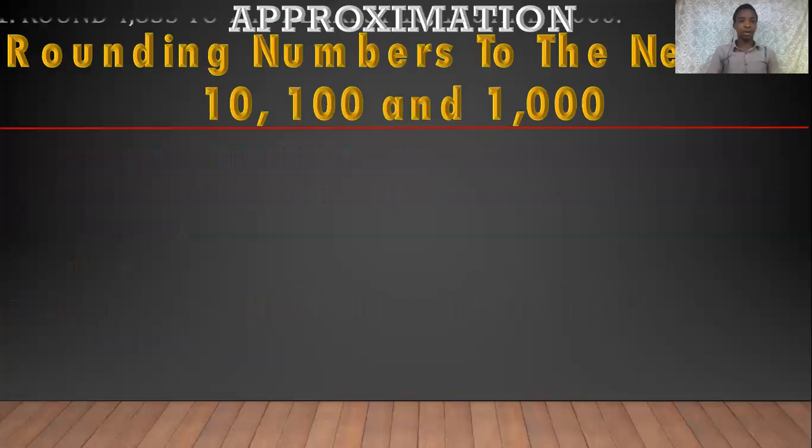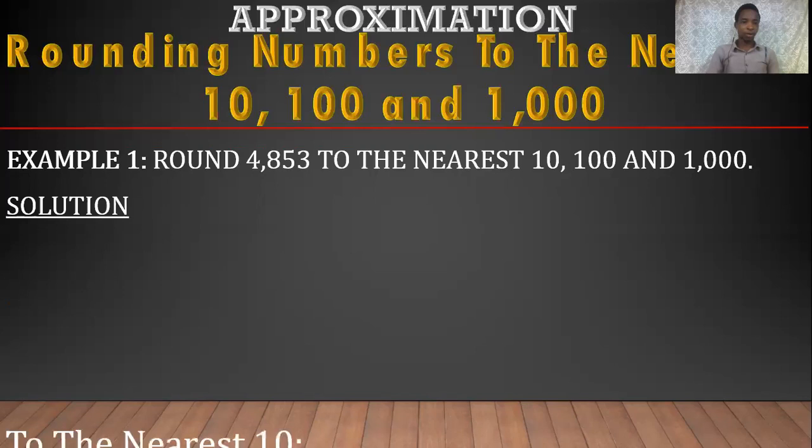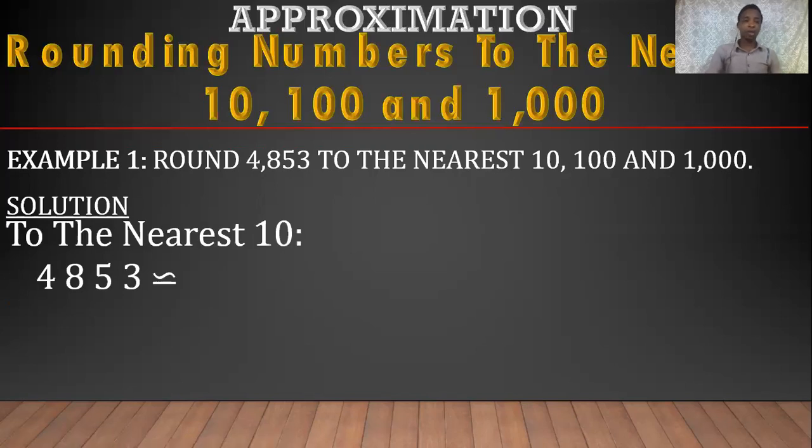Example one: round 4,853 to the nearest 10, 100, and 1,000. Solution. To the nearest 10 first. How do I approximate to the nearest 10? Remember, you check the place value of 10. What's my unit? 3 is my unit, 5 is my 10, so this is the required place value. What's the first step? You draw a line to the right of it.